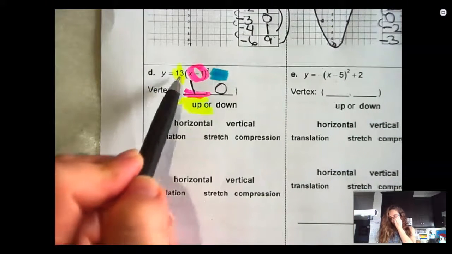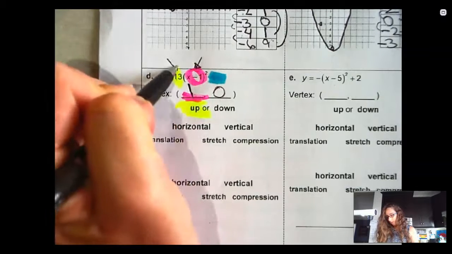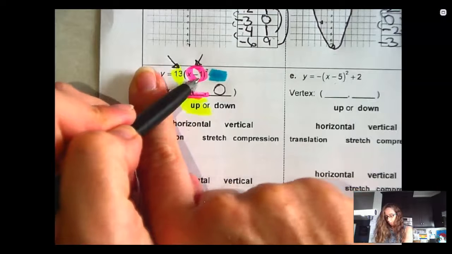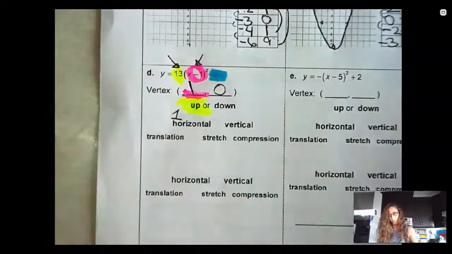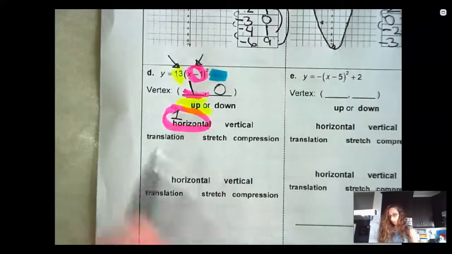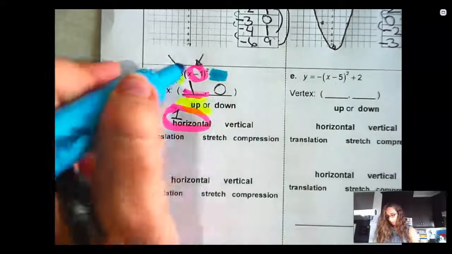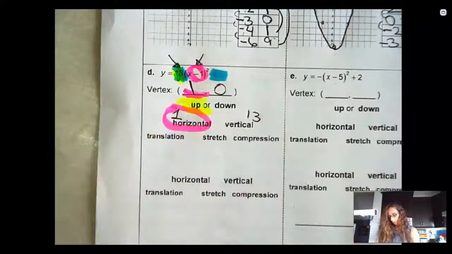Okay? Now, here's the thing. I actually have two things going on. I have the 1 happening, and I have the 13 happening. So let's look at the 1 first. The 1 is with the x. So that means the 1 is the horizontal. So I'm going to do this one. But then let's look at the 13. Is it with the x? No, it's on the outside. That means that is the vertical. So I'll put the 13, and that's the vertical.